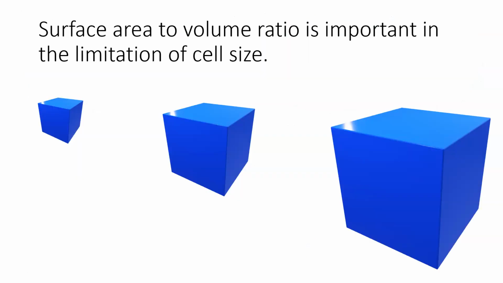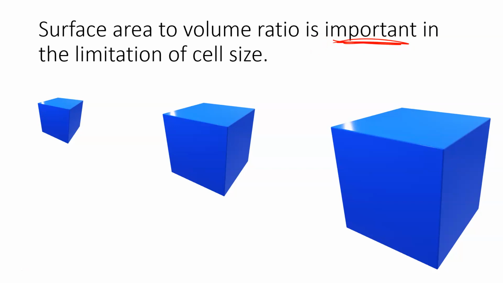So, to kind of bring all this home, right? I know I'm talking fast. I'm trying to keep the video short. If you need to pause, if you need to rewind, if you need to slow it down, please do. Surface area to volume ratio is vital. It is absolutely important when we talk about the limitation of cell size.